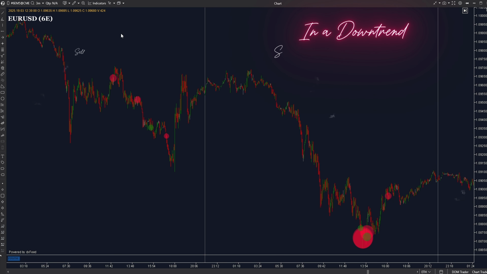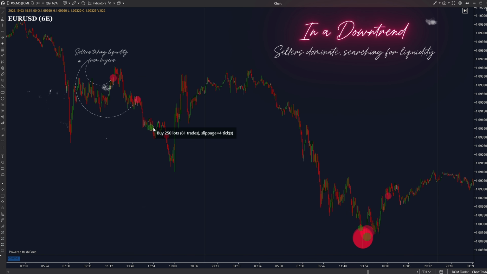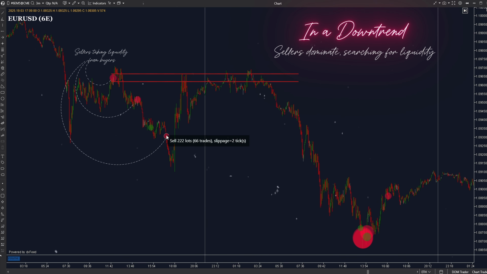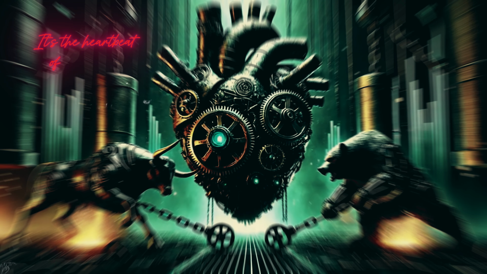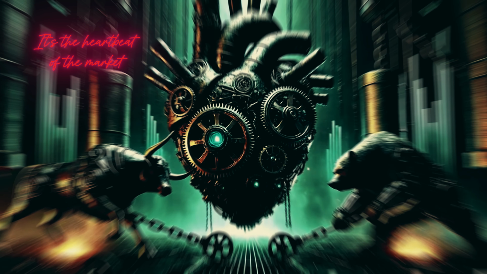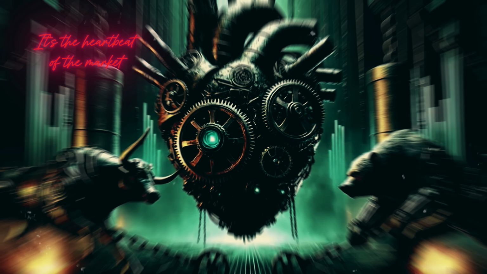In a downtrend, sellers dominate, searching for liquidity, buyers willing to take the other side of the trade. If these buyers overcome selling pressure, they become the takers of sell liquidity, flipping the script. Suddenly, sellers become liquidity givers, and the buyers start driving prices higher in search of new liquidity. The same dynamic applies in reverse during uptrends. This constant tug of war between givers and takers isn't just noise, it's the heartbeat of the market. And understanding it is critical for knowing when to join the winning side.